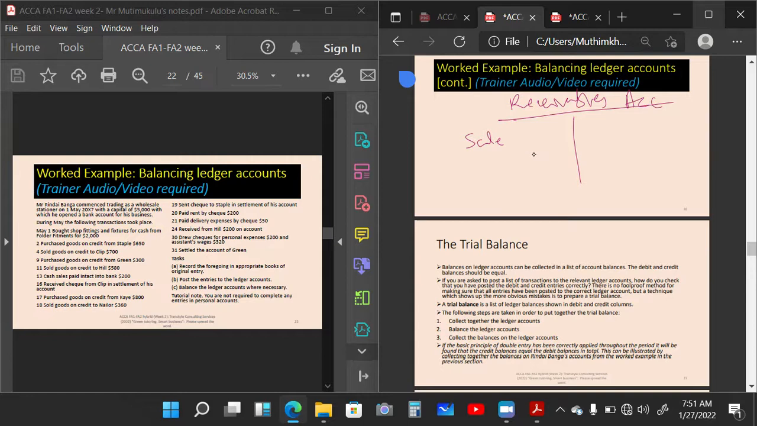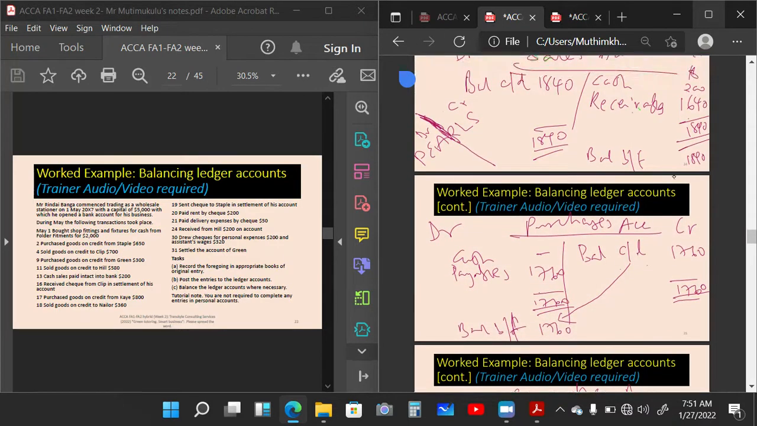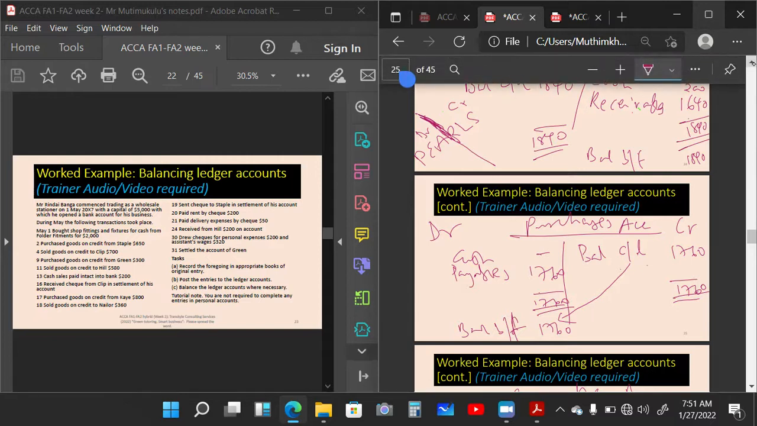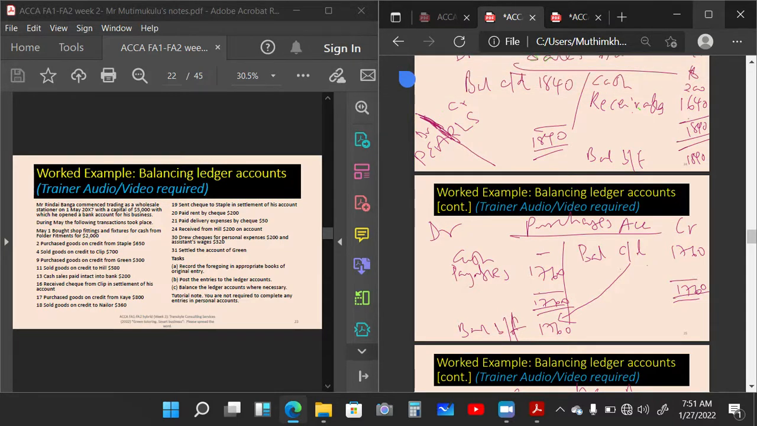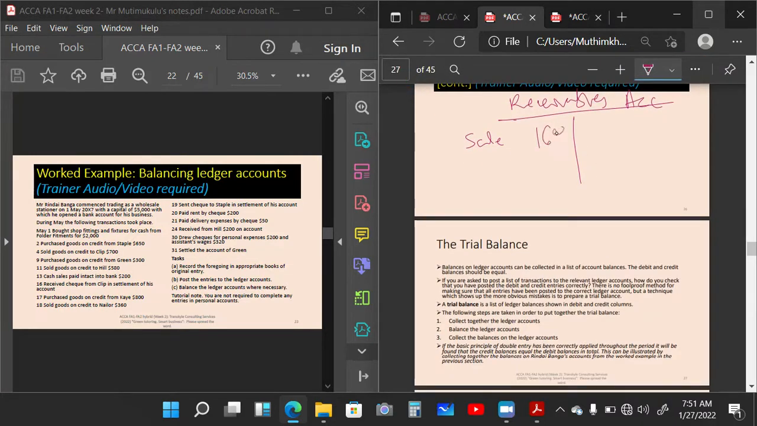And how much were these? From our records, these are the receivables. The sales account can give us that information, but to be safe, we go straight to the sales daybook. 1640. Yes, as you can see, 1640. That's our receivable.